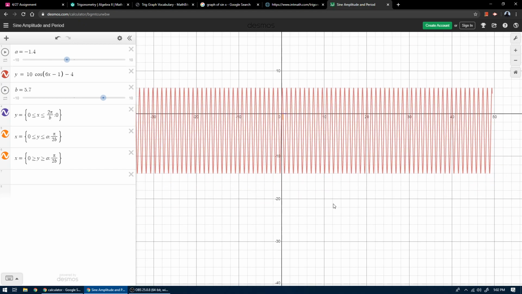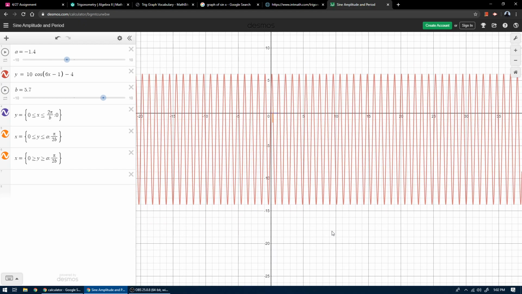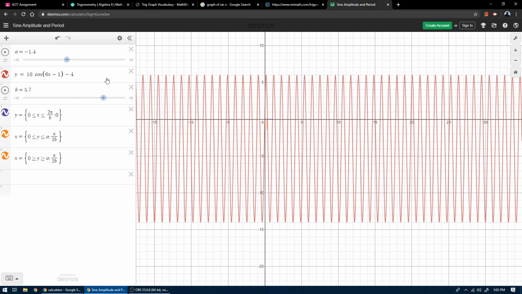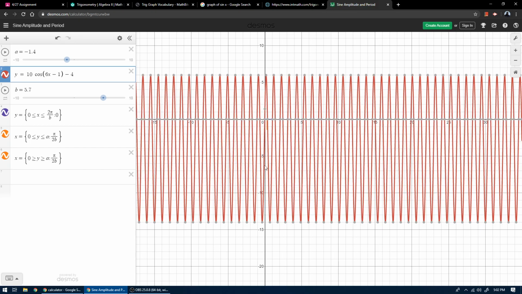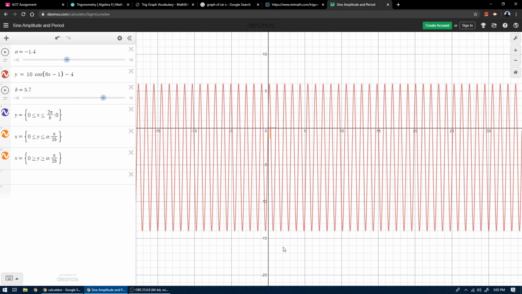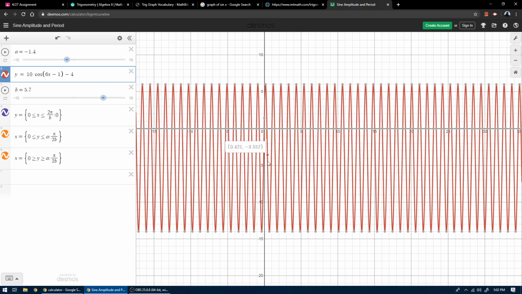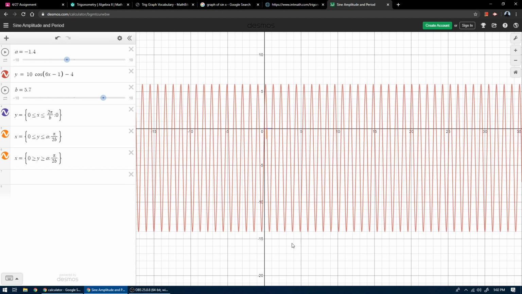Okay, that's it. That looks kind of ugly, but that's because the amplitude is so high and the period is so high as well. But you see the center line, it's kind of hard to tell if it's at 0. Let's see, I'm looking for the midline.